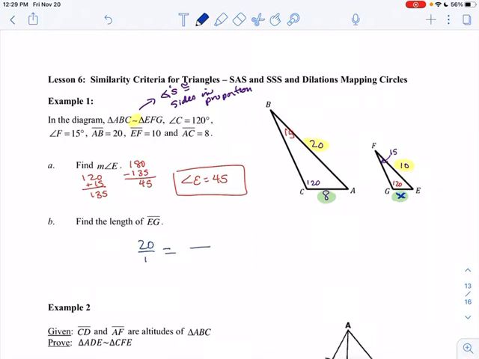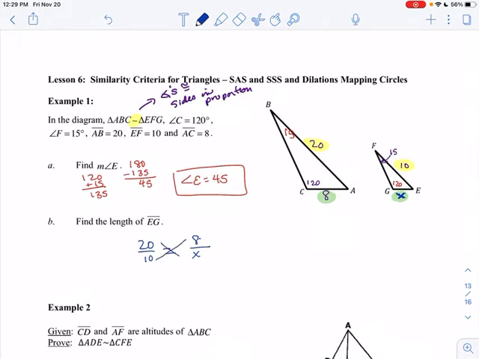I'm going to take the 20 and the 10, and I'm going to write them as a ratio, and then I'm going to write the 8 and the X as a ratio. Now, it doesn't necessarily matter which side is on top, as long as you're picking corresponding sides. So 20 over 10 equals 8 over X. Since I put the 20 on top, then you have to put the 8 on top because that is from the same triangle.